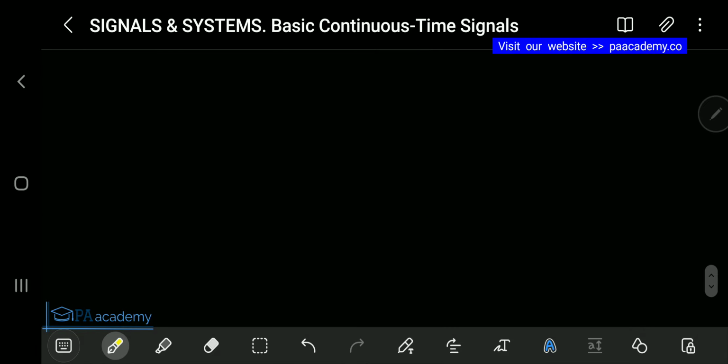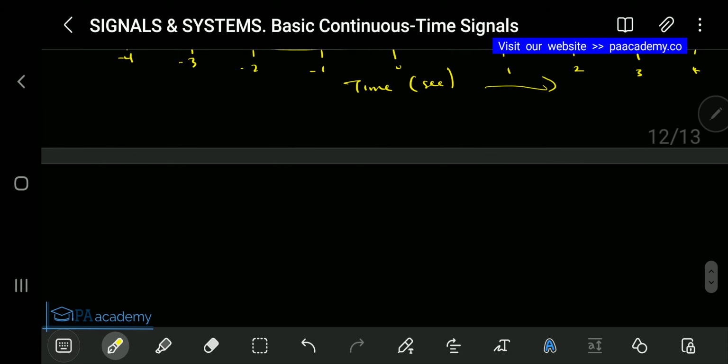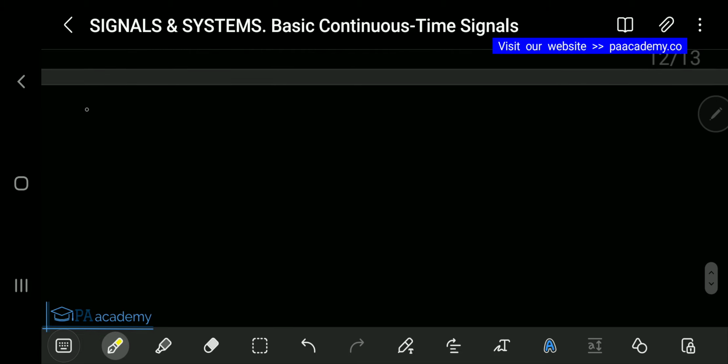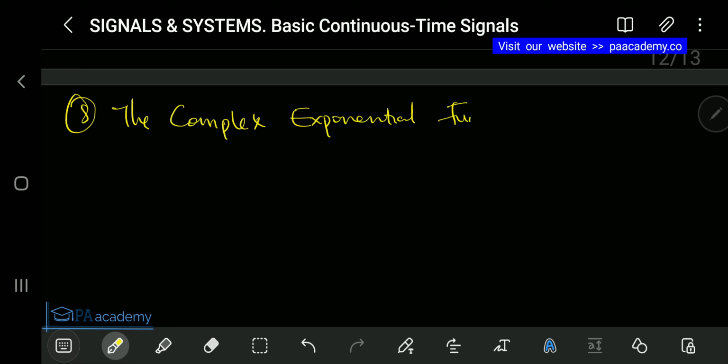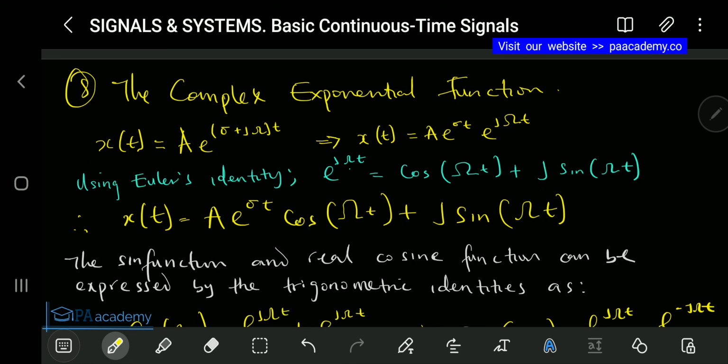All right, so now let's look at the last one that we're going to be talking about, which is the complex exponential function. So let's put that as number 8. The complex exponential function. All right, so just like the name, complex, it is defined as x of t is equals to, so let me just give you the mathematical expression for this, x of t. All right, so I just had to take our time to write it out properly.